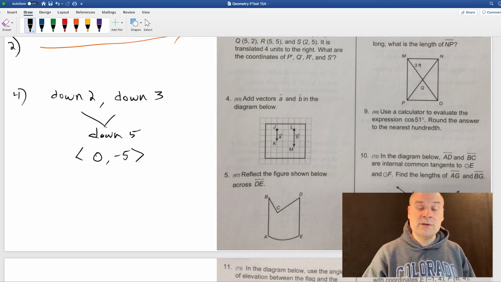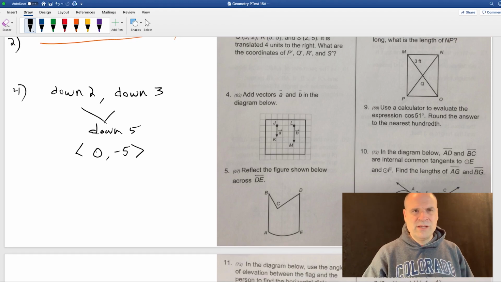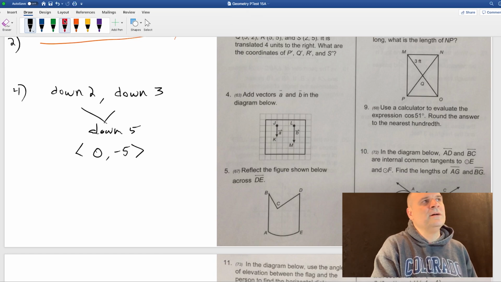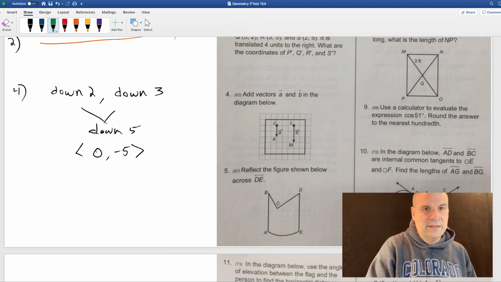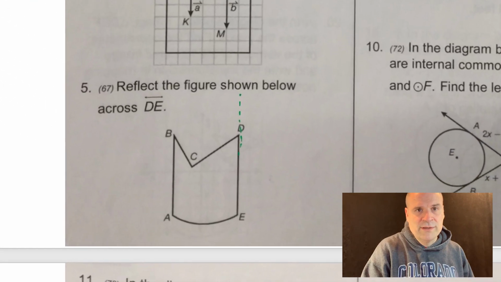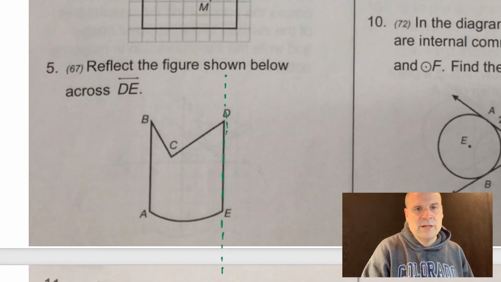Number 5, we're also going to go down to our graph, and we're going to reflect this figure across DE. You know what? We could probably just do it right here. Let's pick a color. Let's go green. We're going to reflect this object, and it doesn't have to be perfect, across this mirror here.